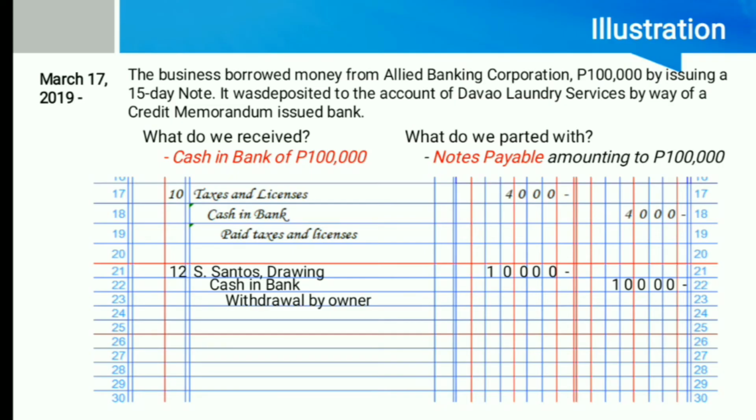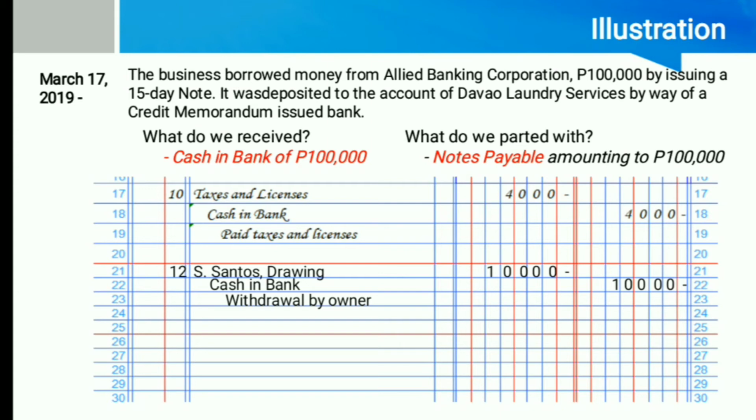So if you can recall, in the first transaction of Davao Laundry Services, it says that Mr. Severo Santos opens an account with Allied Banking Corporation. And then here, on March 17, 2019, Davao Laundry Services issued a promissory note in favor of the same bank, which is Allied Banking Corporation. So, because Davao Laundry Services already has an account with Allied Banking Corporation, what the bank did is that it issued a credit memorandum.